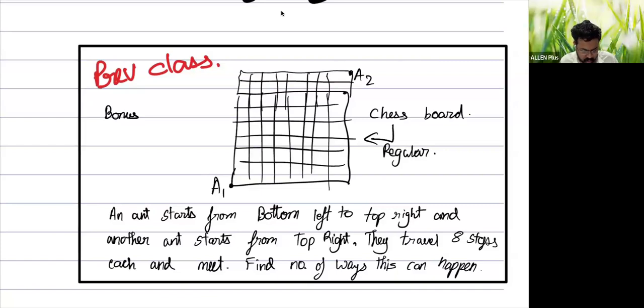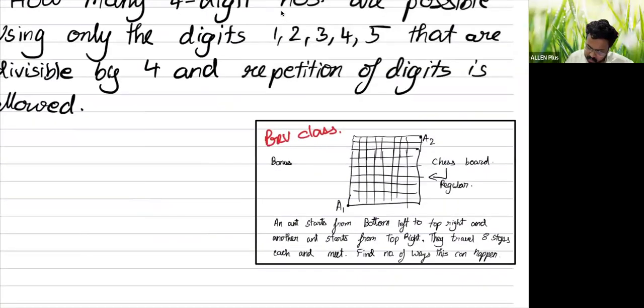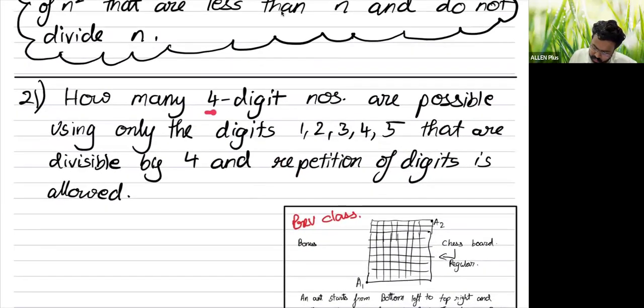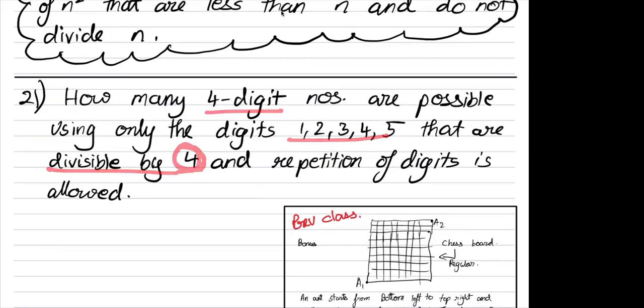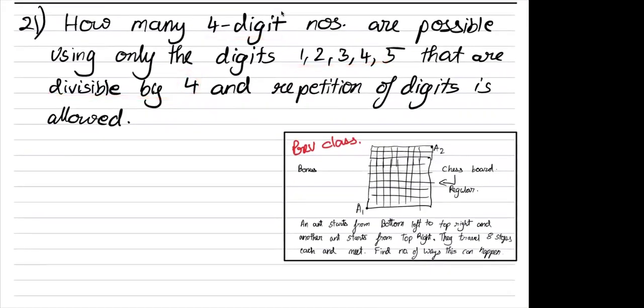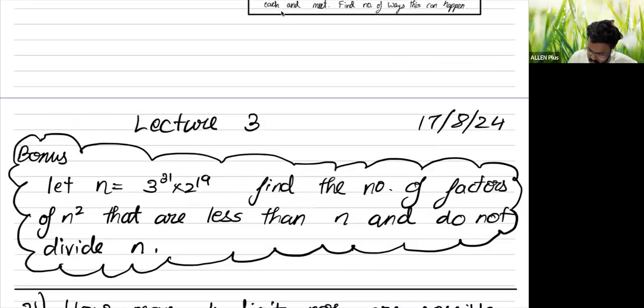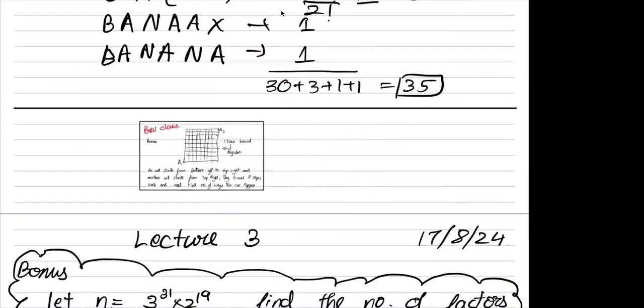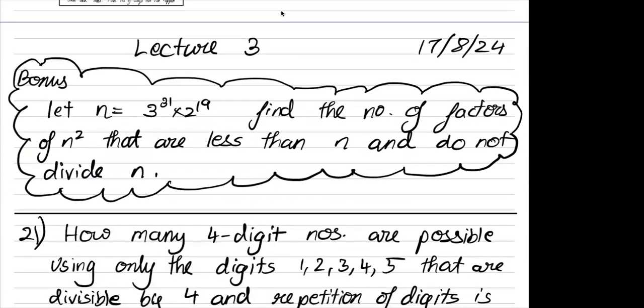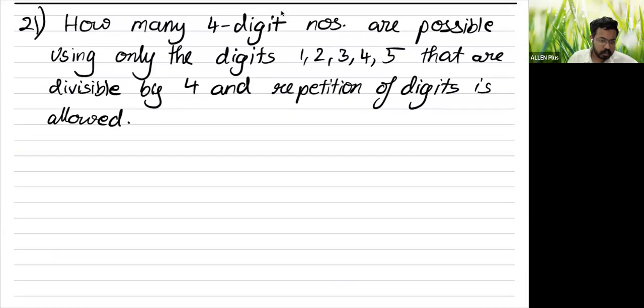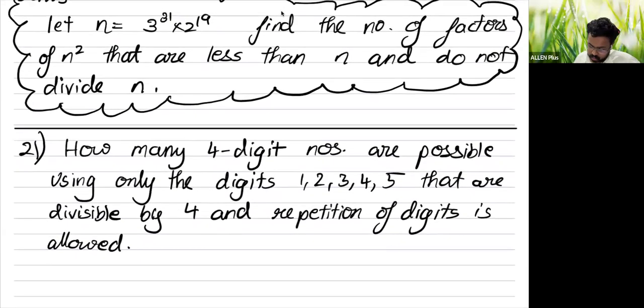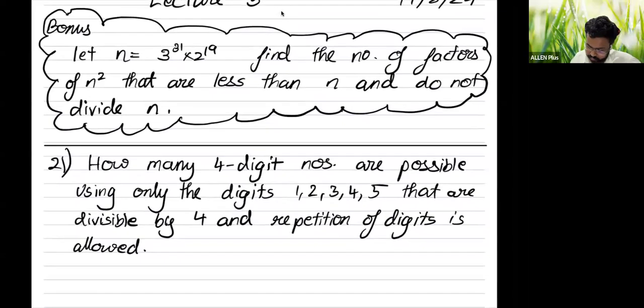Sanyu, not correct. Sanyu, the number should also be divisible by 4. 4-digit numbers using these digits that are divisible by 4. Oh, so sorry. I didn't read 4-digit. I read 5 digit. No problem. So now is it okay? Yeah, Sanyu, correct. Pranshu, try again.